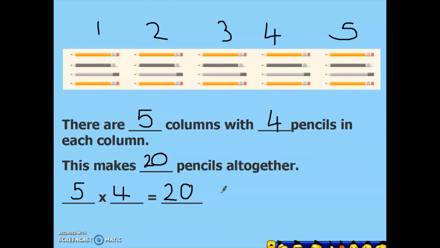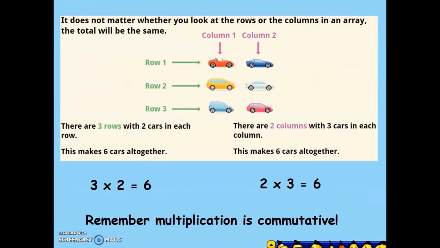Or is there another way that we could write it? Could we also write 4 multiplied by 5 equals 20? Yes, we can, because it's commutative. And we know this because we could count our columns or we could count our rows, and each way it would give us the same total of 20. So we could look at it either way.